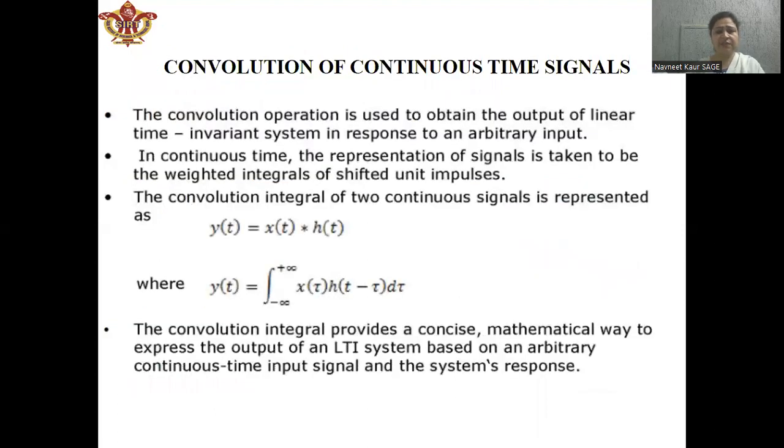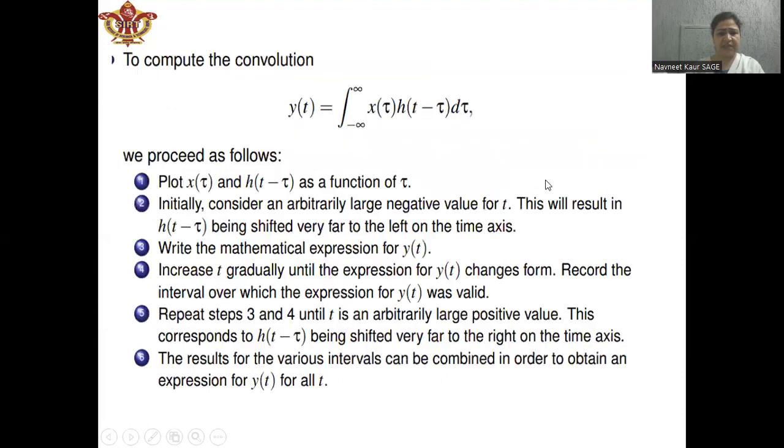Now, for continuous time signals, there is a slight change in the formula for the convolution. If I have two continuous time signals x(t) and h(t), then according to the definition of the convolution integral of two continuous signals, y(t) will be given as the integral from minus infinity to infinity of x(tau) h(t minus tau) d tau, where tau is the time variable, and x and h are the two signals of which the convolution is desired.